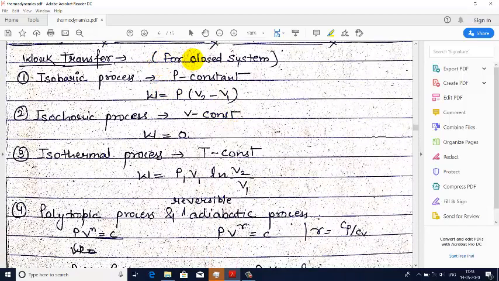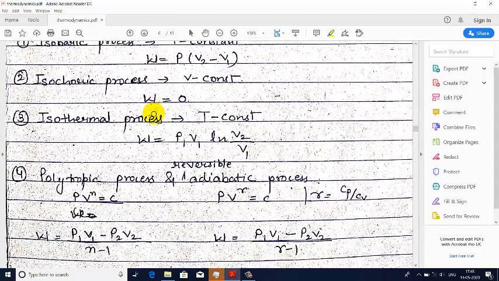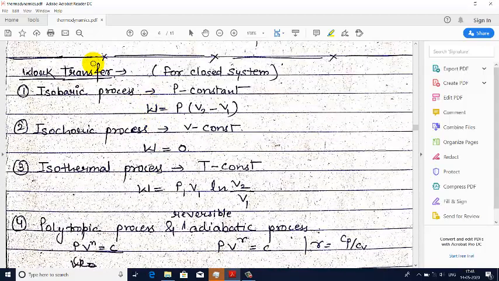These are the formulas of work transfer for different processes for a closed system. We have already derived all these formulas, so I have summarized them here. This is for the isobaric process where pressure is constant. The formula for work transfer is P(V2 minus V1). For the isochoric process, volume is constant. In that case, the work transfer is 0.